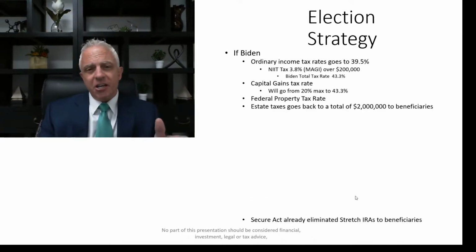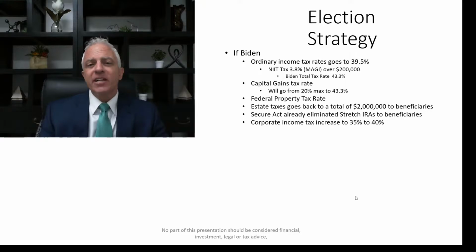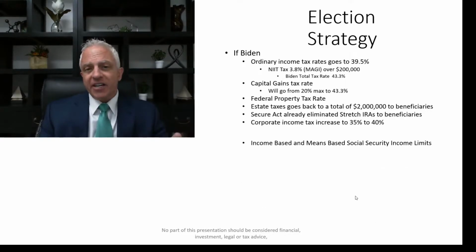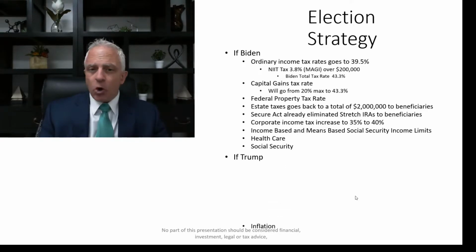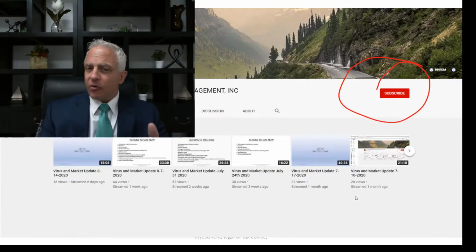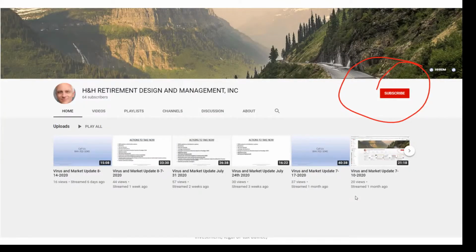Election strategy. Again, Biden is planning on doubling the capital gains tax rate, getting rid of the step up in basis, lowering the exemption for estate taxes, and increasing the corporate income tax rate. Both candidates have a healthcare and a Social Security agenda. It differs greatly, with Biden wanting to enhance the ACA. So again, you have to prepare for this. If you're a client of ours, you've already been getting calls about our election pathway strategy. But if you're not a client of ours, give us a call. We'll walk you through what that strategy is.